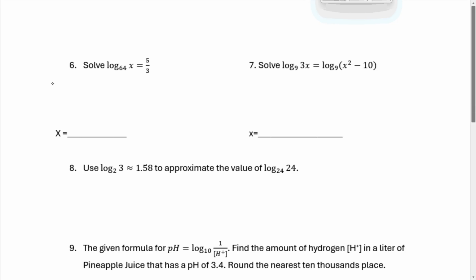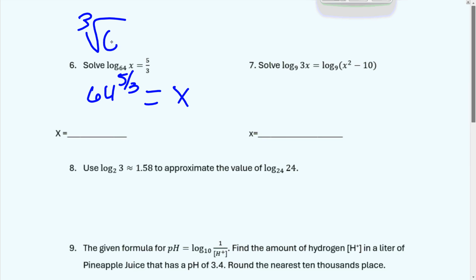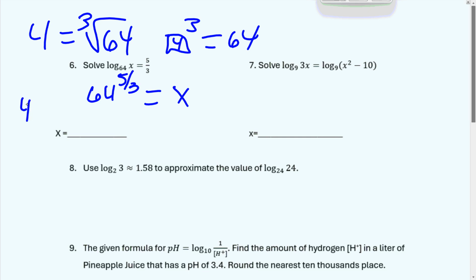Okay, this one, just rewrite as an exponential. 64 raised to the 5/3, and I'll remember, raising to the 1/3 power is like a root. It's a cube root, meaning what times itself 3 times is 64. So what cubed is 64? And that answer is 4. So this is 4. Now I have a power of 5, so I want to take 4 to the 5th. So that means 4 to the 5th, we already found that out from the other one, right, is 1,024.